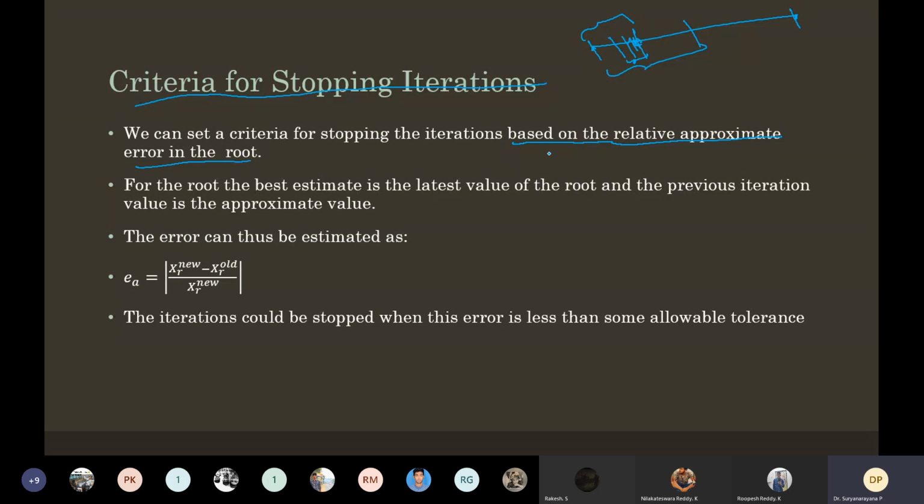Do you remember what is the meaning of relative approximate error? If you remember, I told you relative approximate error, which is small e sub a, is best estimate minus approximate value divided by best estimate.